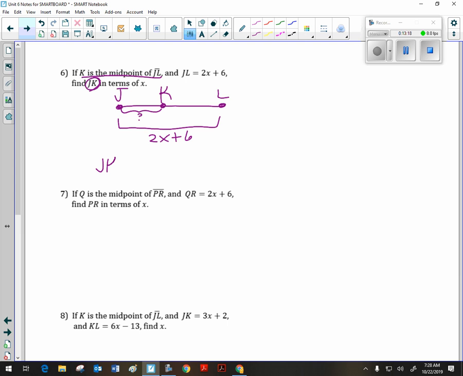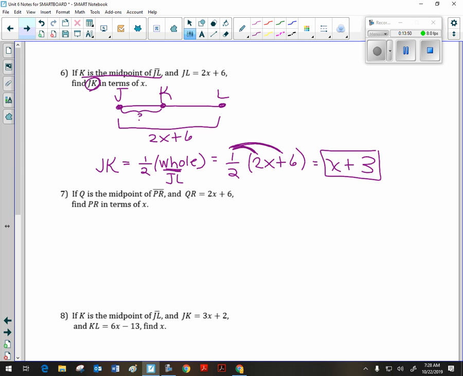So one of the things that I know is JK has to be half of the whole segment. And for us, the whole segment is JL. So in here, I'm really doing half of 2x plus 6 because we know that JL is 2x plus 6. When I go through and distribute, I end up with 1/2 times 2x, which is x, and 1/2 times 6, which gives me 3. So this is my representation for JK in terms of x.